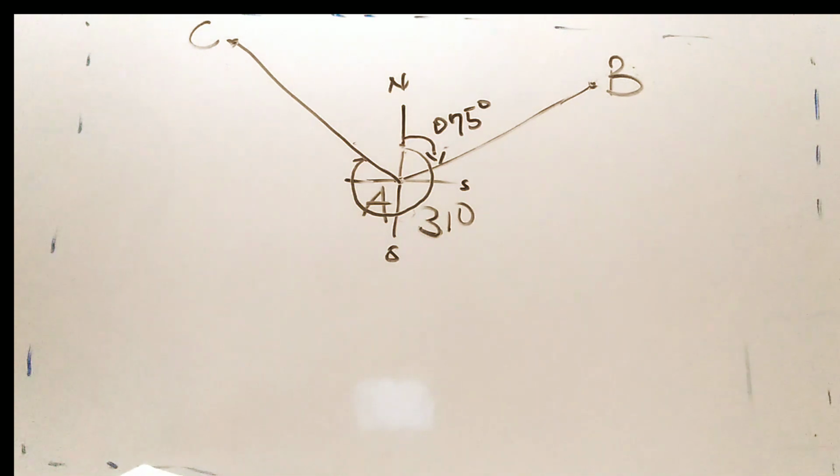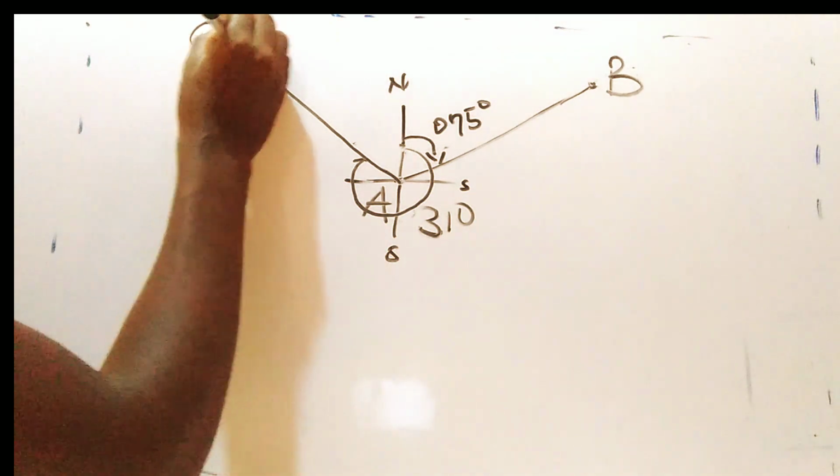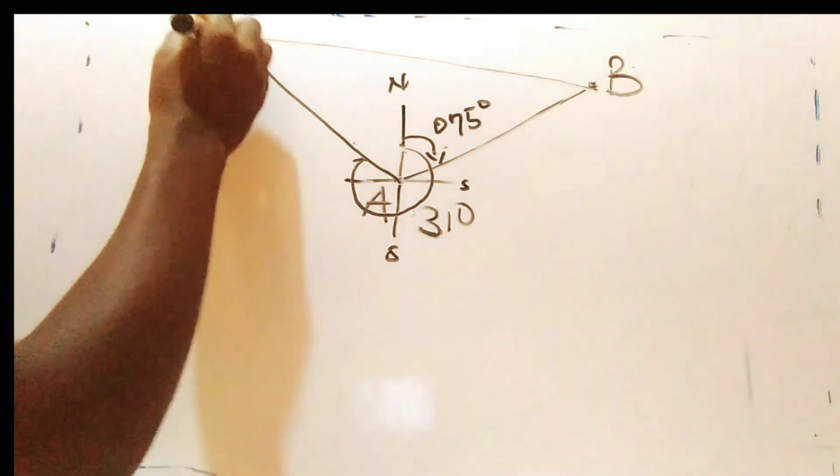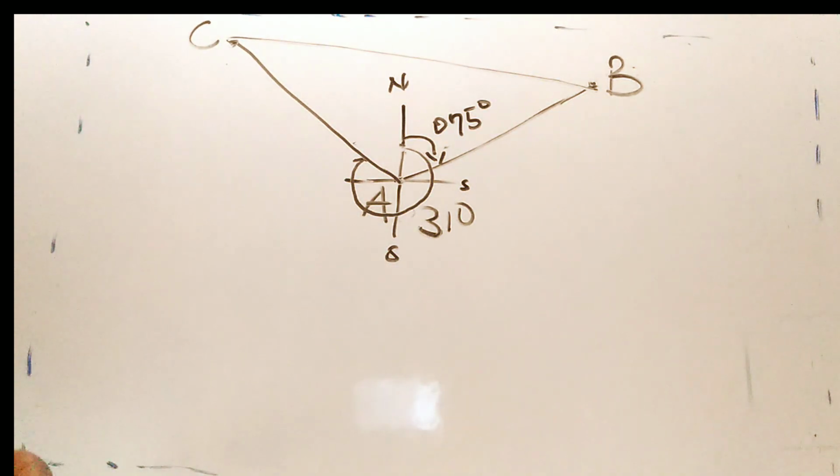Now we are asked to find the distance between B and C. So if I join this place, this is what we are looking for, distance between B and C. So I think this is the diagram in bearing. Once you're able to get the diagram, every other thing will take shape.